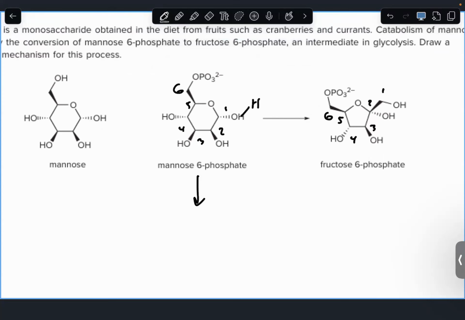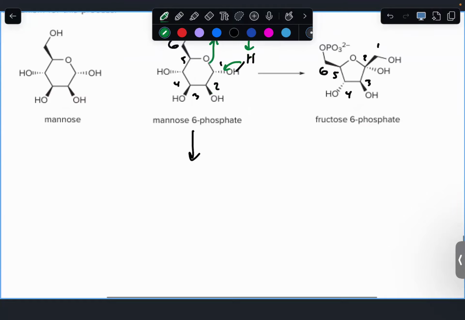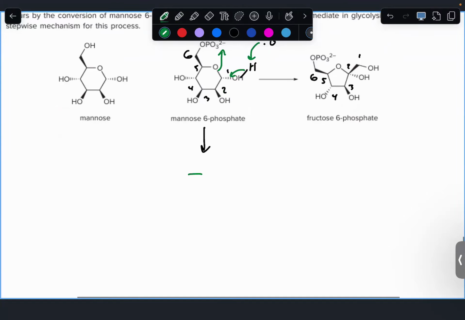So this is an OH sticking out. This is a base from the enzyme. It'll pull off the proton right there. So that pulls off the hydrogen. This hydrogen comes down to form the aldehyde. This bond breaks and picks up a proton from an acid. And that gets us to the open chain form. I'm just going to abbreviate the phosphate group as P.